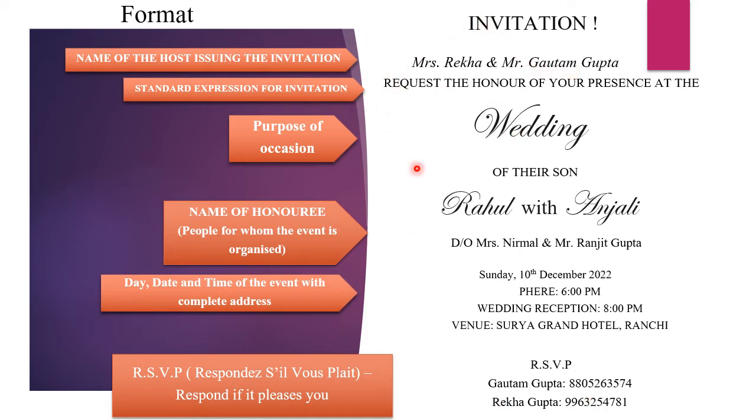Okay, this invitation: Mrs. Rekha and Mr. Gautam Gupta request the honor of your presence at the wedding of their son Rahul with Anjali, daughter of Mrs. Nirmal and Mr. Ranjit Gupta. Sunday, 10th December 2022, ferry at 6 p.m., wedding reception at 8 p.m., venue Surya Grand Hotel, Ranchi. RSVP, the name of the host and the contact details. So this is how you write an invitation. I hope you got the point.